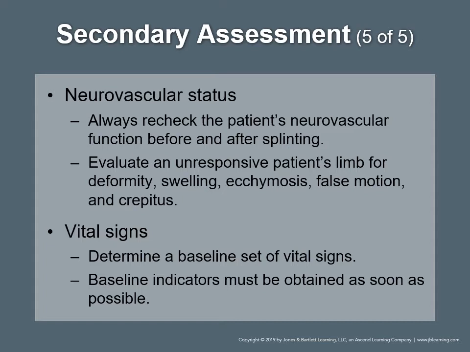Evaluate an unresponsive patient's limb for deformity, swelling, ecchymosis, false motion, and crepitus. Vital signs. Determine a baseline set of vital signs. Baseline indicators must be obtained as soon as possible. Trends in vital signs can indicate whether the patient's condition is improving or getting worse over time. Shock or hypoperfusion is common in musculoskeletal injuries. Assess blood glucose levels in all patients with altered mental status.